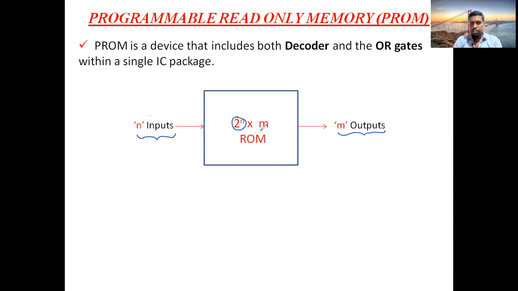And the same m outputs will be represented here. So the representation of a PROM circuit is, remember this, 2 power n cross m. It is the representation of a PROM circuit. So PROM circuit means combination of one decoder plus the group of OR gates.